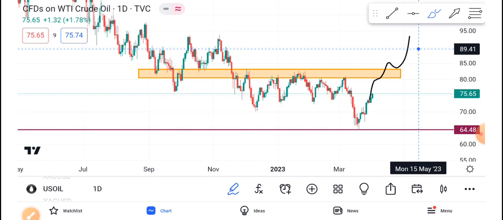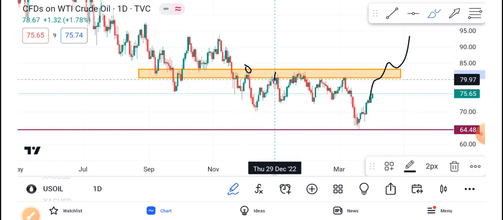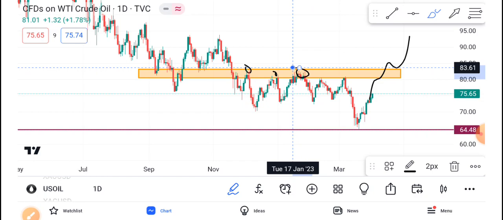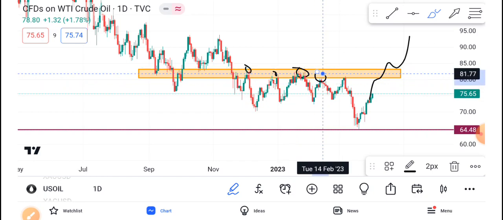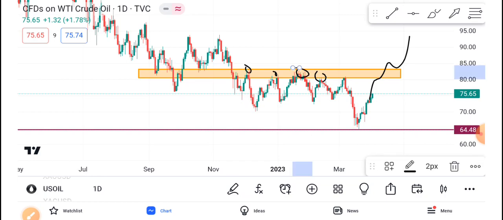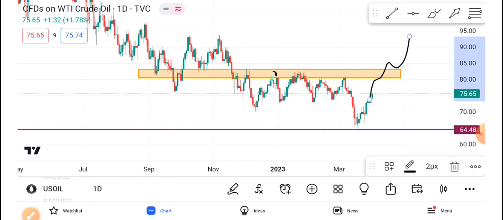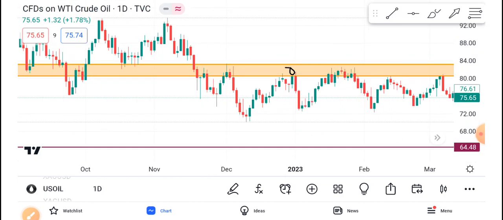You can see how many times price reacted at this level. Here price reacted, here reacted, here reacted. Multiple times price is touching this level and falling down. So that is why we need to see who is dominating here. Are the bulls dominating or the bears? If the bears are dominating, then we need to go with the bears. That is what we have to see.